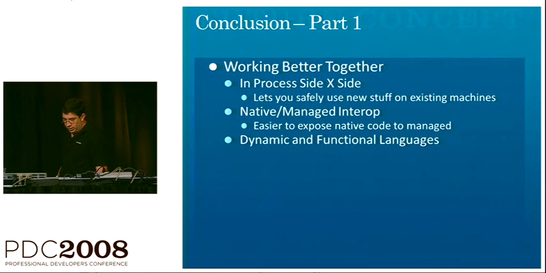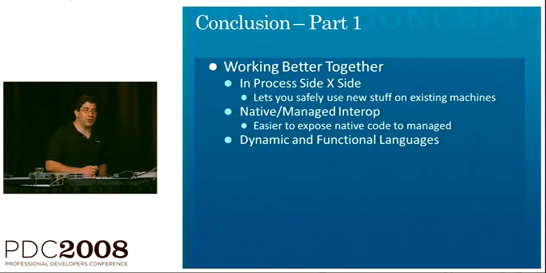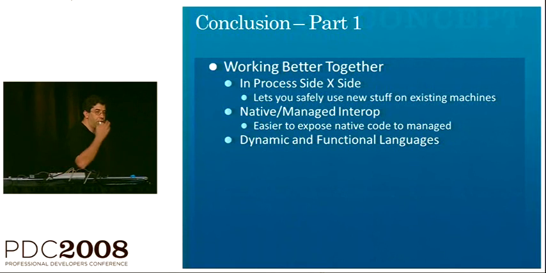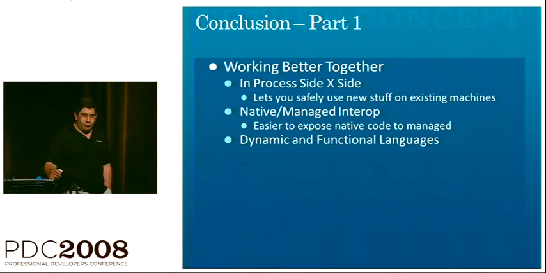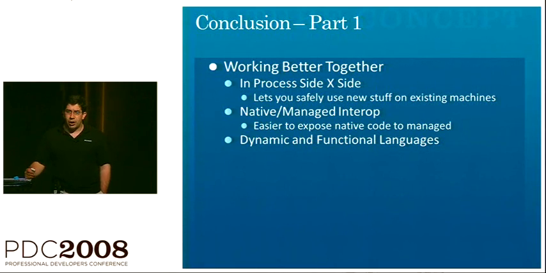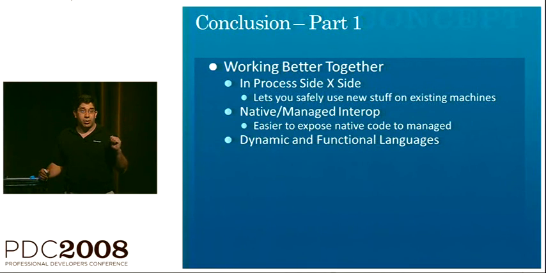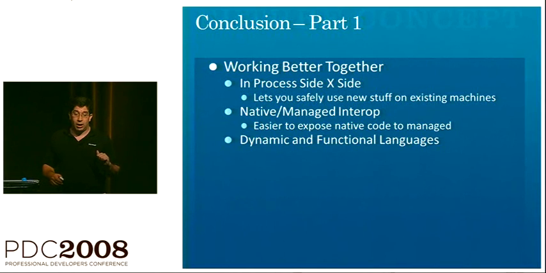So that is pretty much it. I'm going to summarize what I've talked about so far. At the beginning of the talk, I talked about working better together. I showed you how in-process side-by-side lets you safely use new stuff on existing machines. I showed you how better native managed interop makes it easier to use your COM objects and also easier to use Windows APIs. And I showed you how we have better support for dynamic and functional languages.